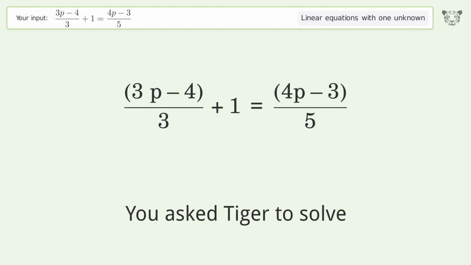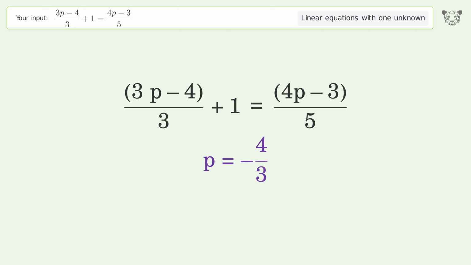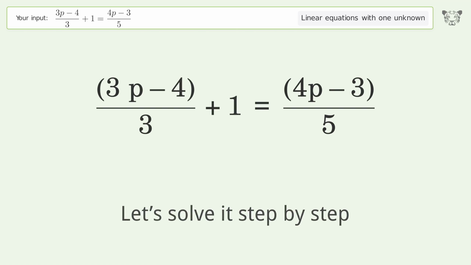You ask Tiger to solve. This deals with linear equations with one unknown. The final result is p equals -4/3. Let's solve it step by step.